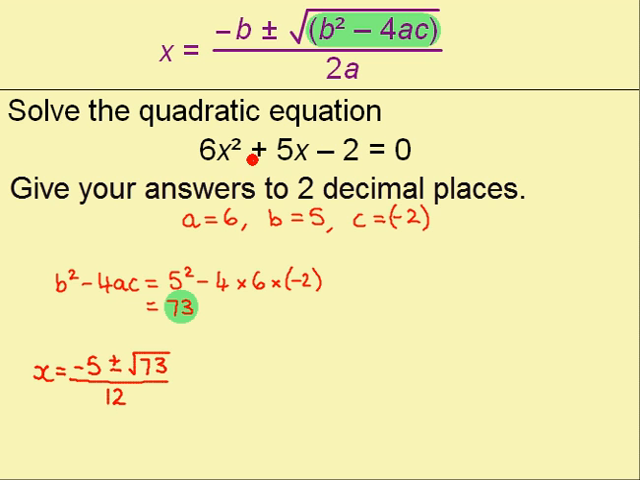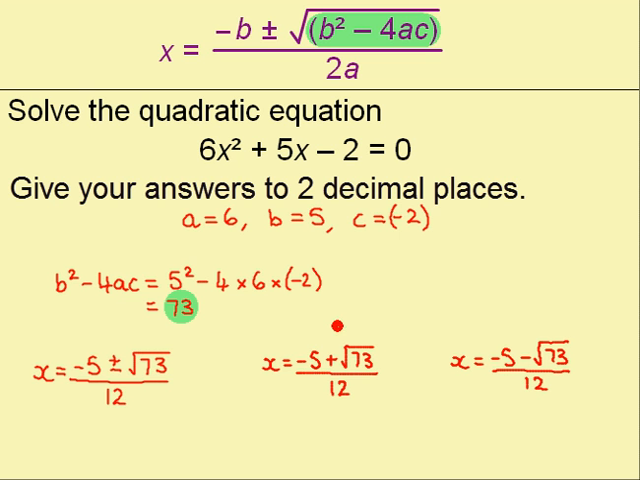Now, as you know, we're looking for 2 answers for our quadratic, and we get them from this bit here. We need to do this once with a plus and once with a minus. So my first answer is given by x equals minus 5 plus the square root of 73 divided by 12, and my second answer is given by x equals minus 5 minus the square root of 73 divided by 12.